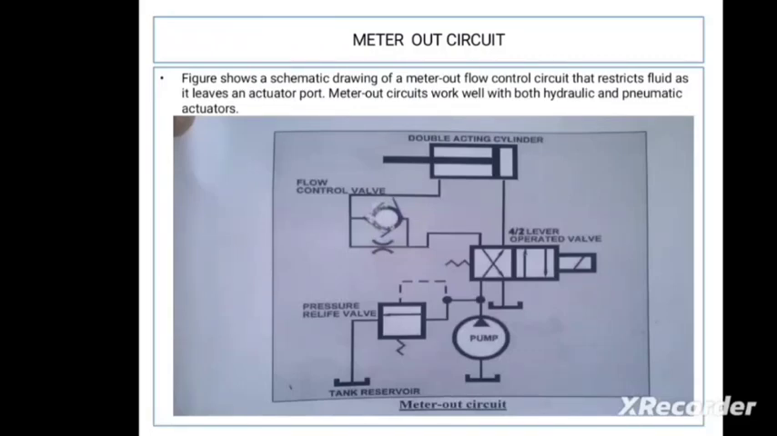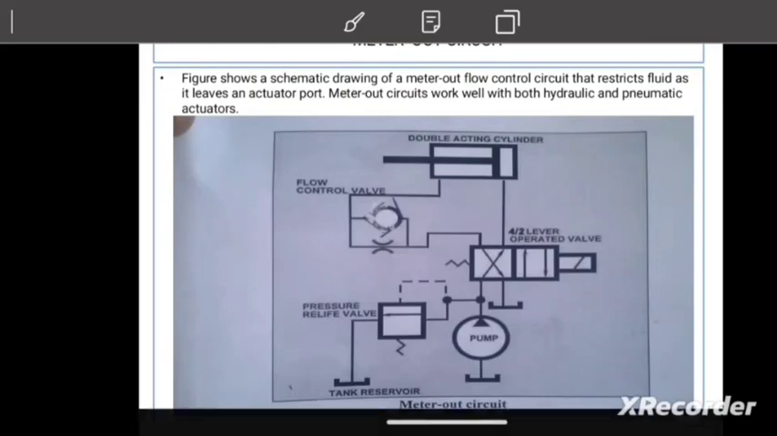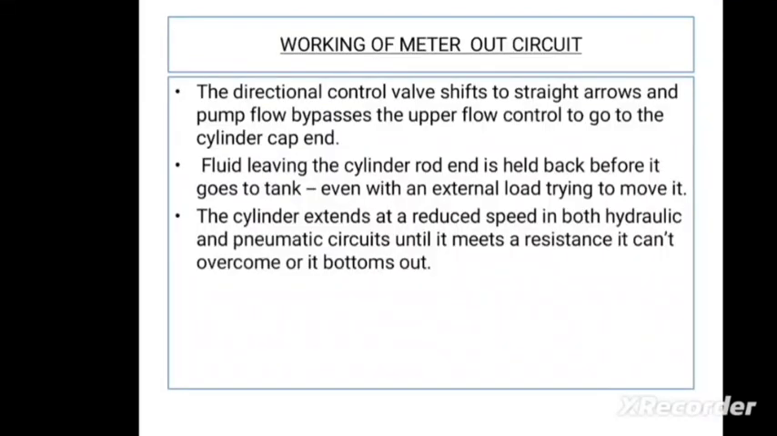Whereas in the metering out circuit, when the piston moves from left to right, the oil enters the reservoir directly with the help of the DCV. Here the DCV is the direction control valve. The 4/2 direction control valve is used in both the metering in and metering out circuits. So this is the working principle of a metering out circuit.